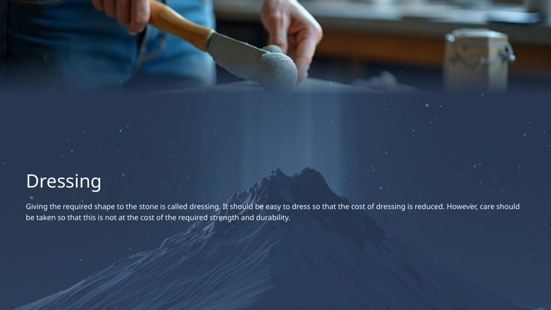If we make the dressing too rough or careless, it could weaken the stone. On the other hand, overly complex dressing procedures can increase costs and time. So, the idea is to find that optimal point where the stone is shaped correctly, efficiently, and economically without sacrificing its essential qualities for structural performance. This concept of dressing ties directly into our overall theme of efficient and effective construction practices, where every step should maximize value while maintaining quality.